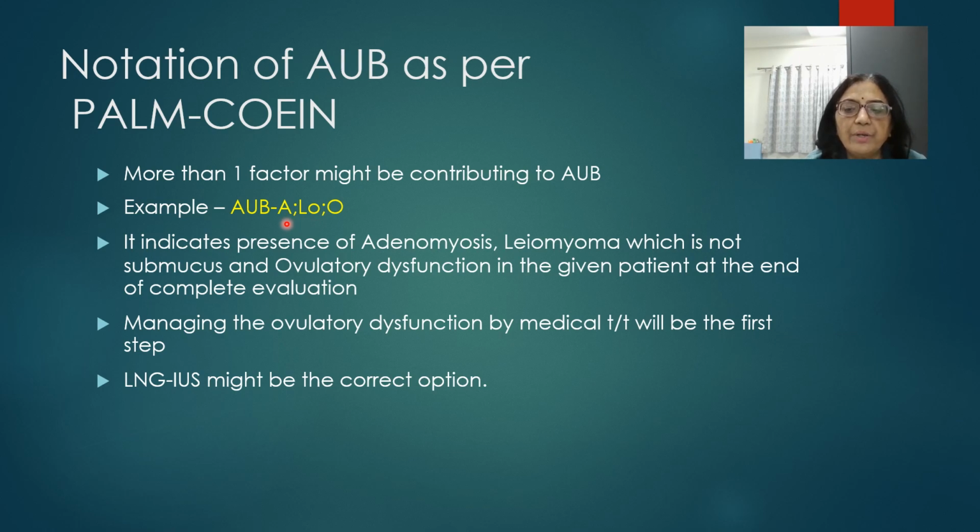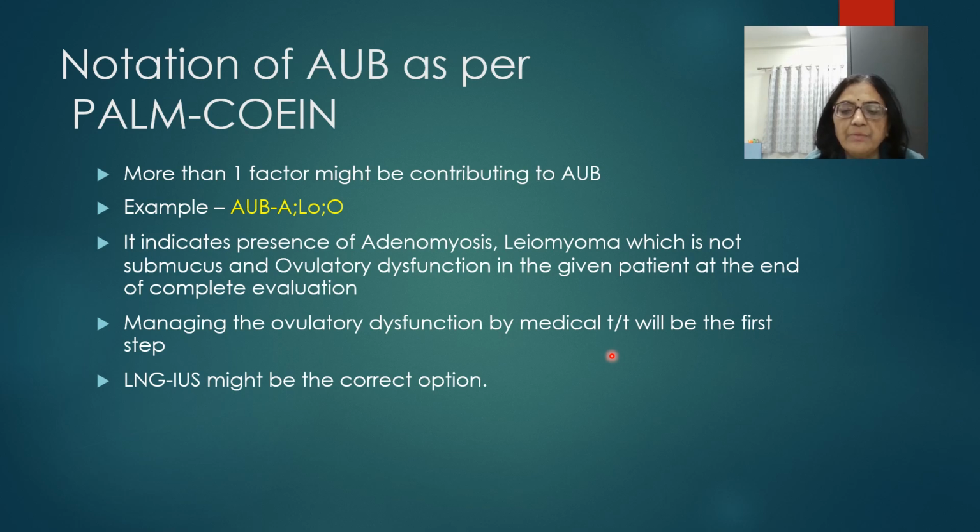Adenomyosis is also frequently diagnosed, with more and more cases being diagnosed with better ultrasonography machines or with the MRI. But still, in how many cases it contributes to AUB is still not very clear. And what is most important in this patient is she has ovulatory dysfunction. So always the first line of management should be to correct her ovulatory dysfunction by giving the hormonal treatment, medical treatment.